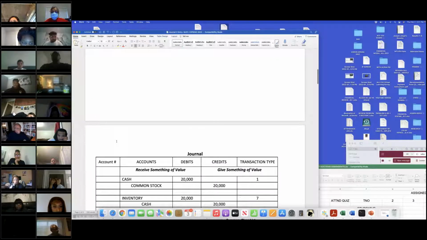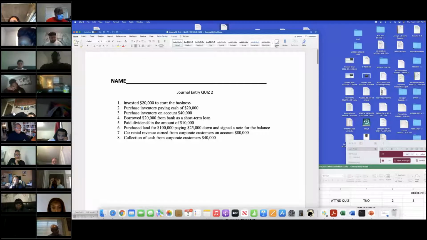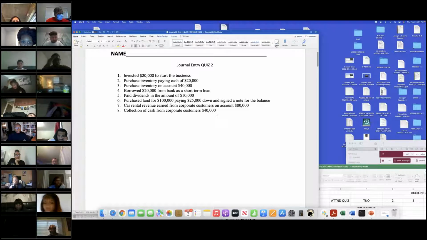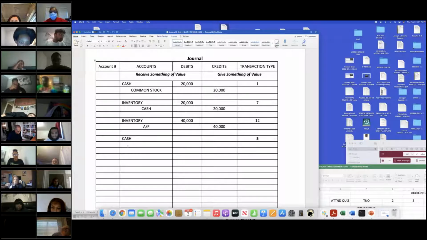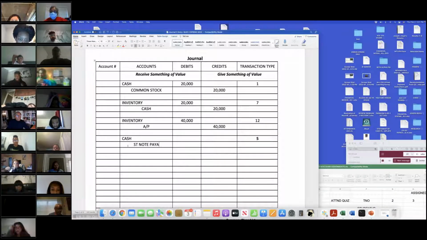Borrow 20,000 from the bank. So let's make this entry. This is a type what? 5, correct? A type 5. So we're going to debit cash, credit should be a short-term note payable. What was our amount that we borrowed? 20,000.